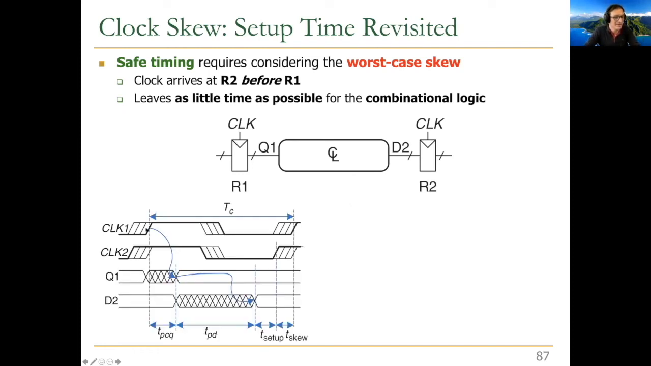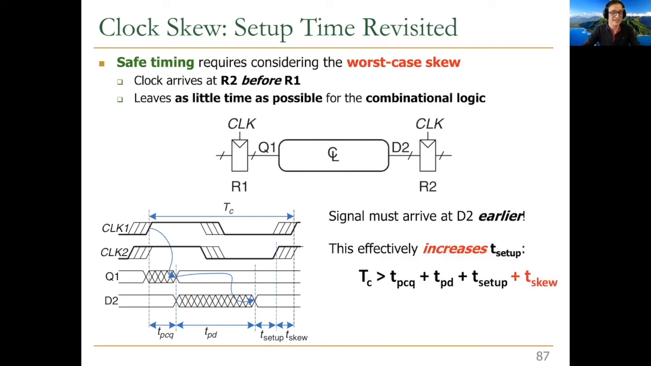Basically, clock 1 comes late. That's the darker shaded clock over here. And clock 2 comes early. Now your delay is clock to Q1 propagation delay plus the propagation delay of the combinational logic plus the setup time plus the skew, right? Because there is some skew that you need to deal with over here, right? Okay, so essentially signal must arrive at D2 earlier, and this effectively increases your T setup time, right?